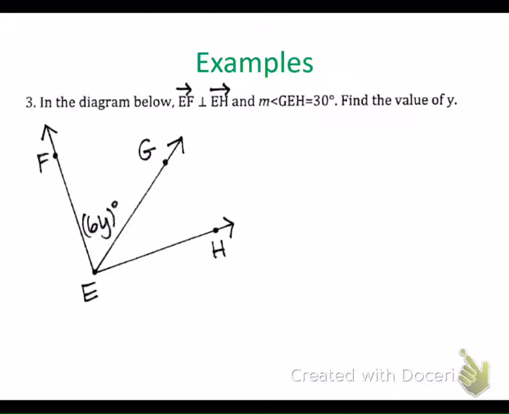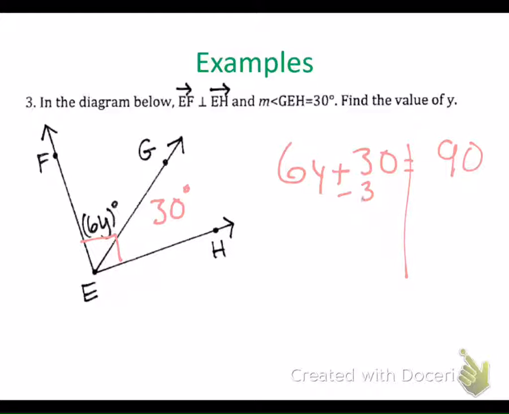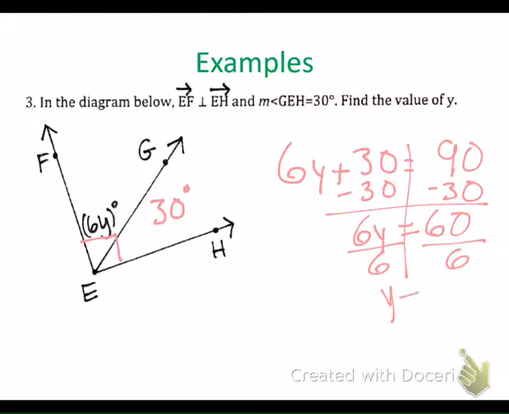The next one, it tells us that these two are perpendicular, so we can go ahead and draw in a right angle. Then they tell us GEH is 30 degrees, so we can do 6y plus 30 equals 90. So subtract 30 on both sides. So 6y equals 60. Divide both sides by 6. Y is equal to 10.